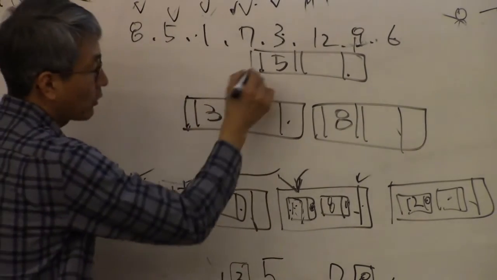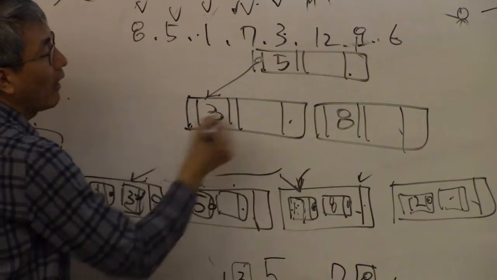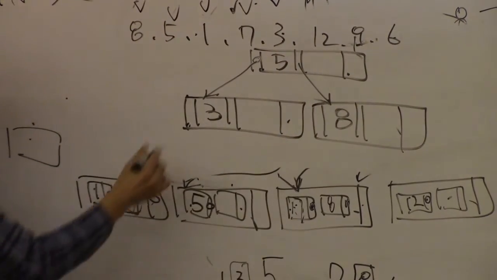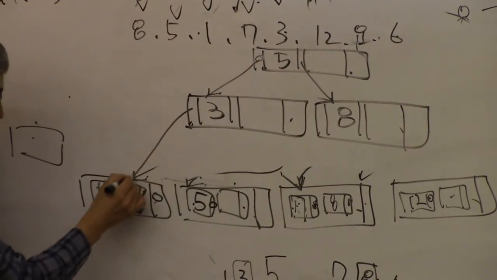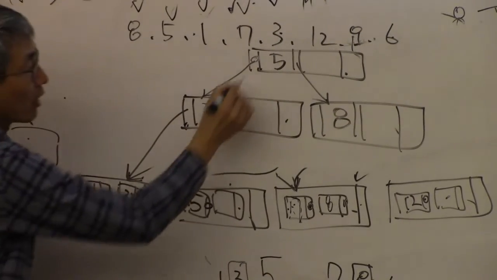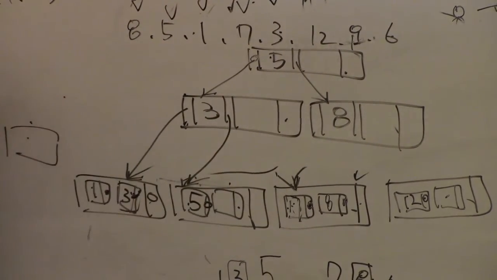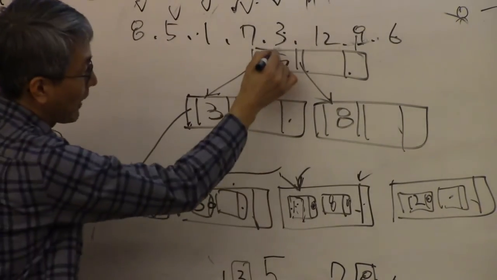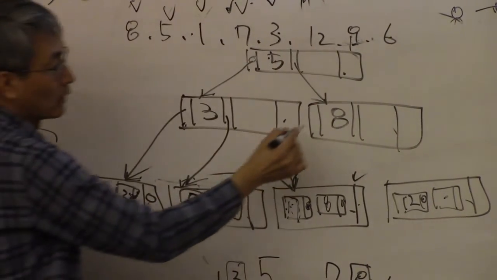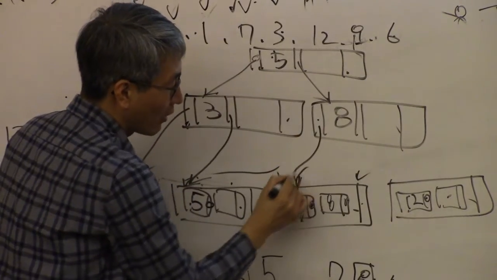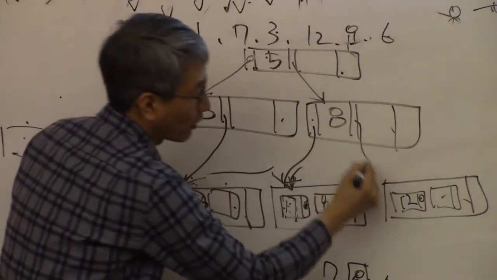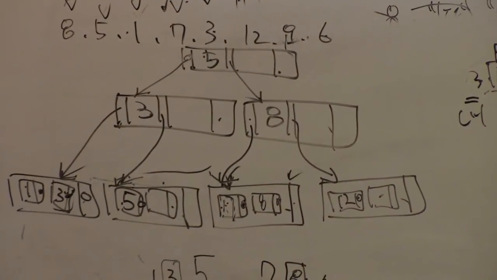So check the old pointer. Less than 5, bigger than 5. Equal or less than 3 is here. Equal or less than 5, bigger than 3 goes to here. Don't be confused. 5 based on 5, equal or less. Then bigger than 5 and equal or less than 8 goes to here. Bigger than 8 goes to here.